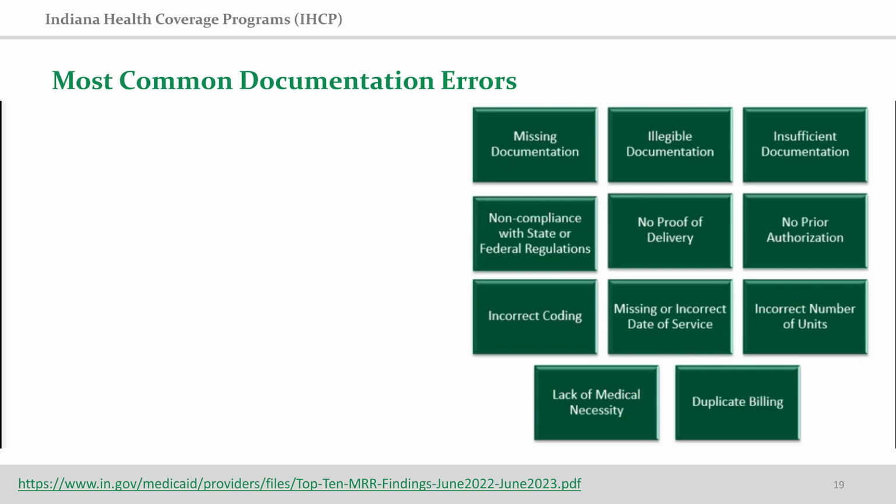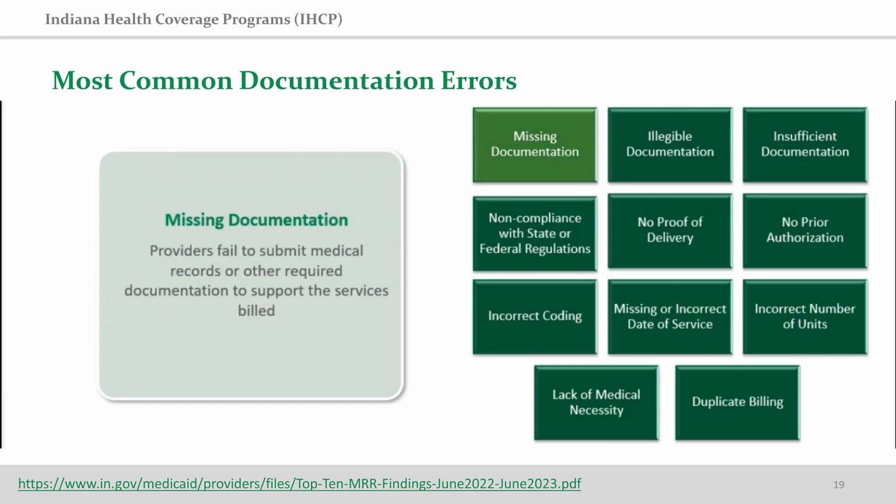The type of documentation errors that we find in medical record reviews usually fall into one or more of these buckets. So let's go ahead and review some examples of errors in documentation. Missing documentation. An example of this is when we request an office note for May 1st, but the provider only submitted an office visit note for March 1st.